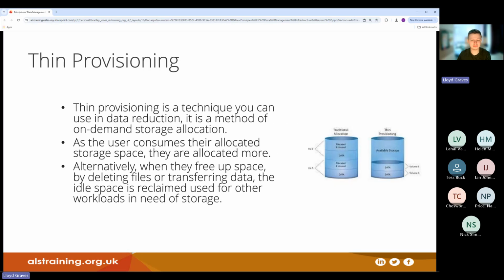And we can have a look at some methods around that. So one of them is thin provisioning. It's basically a method of on-demand storage allocation, like it says here. This is something that's normally cloud-based. So as you need more memory, you're able to access more memory on whatever system you're using. And alternatively, if you do manage to free up space for whatever reason, then that space can be reclaimed for something else. So it's got several advantages.